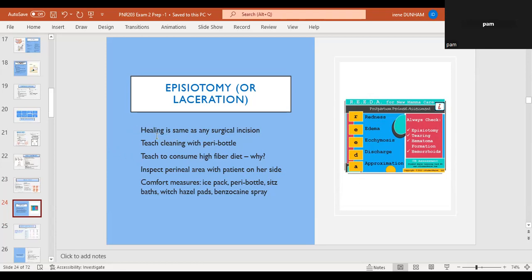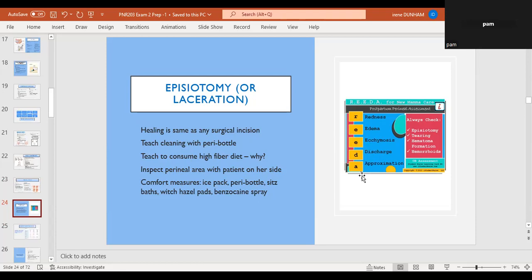All right. So again, healing is like any other surgical incision. We're going to teach cleaning with that peri bottle. It's a little squirt bottle, and you put some nice warm water in it. Every time she urinates or has a bowel movement, she's going to clean the area. The thing about an episiotomy is that you've got to keep it clean. And then listen up. I'm going to teach her to consume a high fiber diet. Keep everything moving in that colon. Why? Because I don't want her to get constipated.